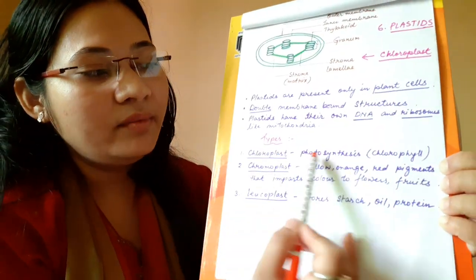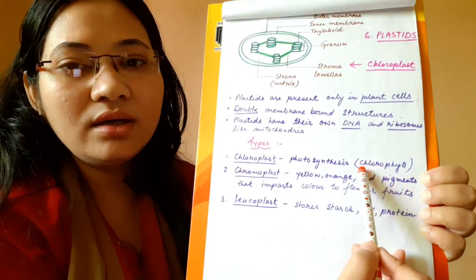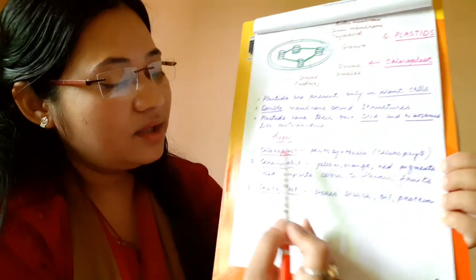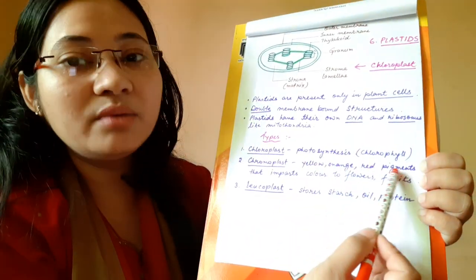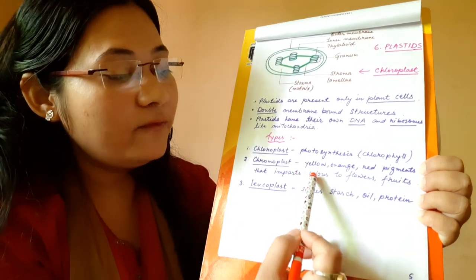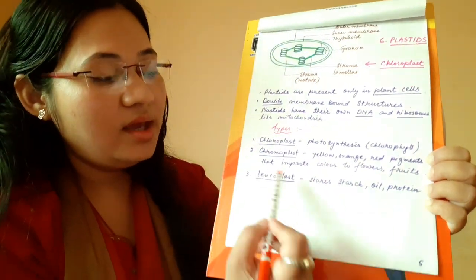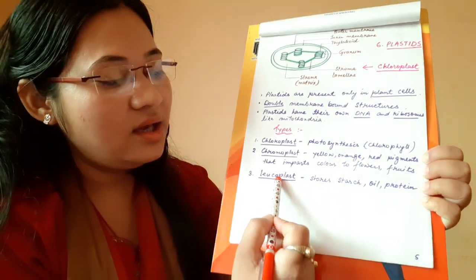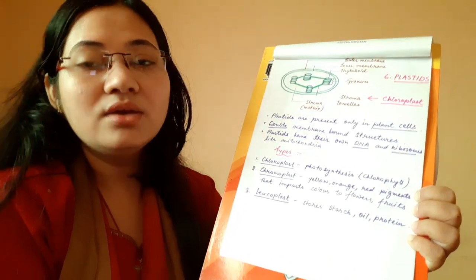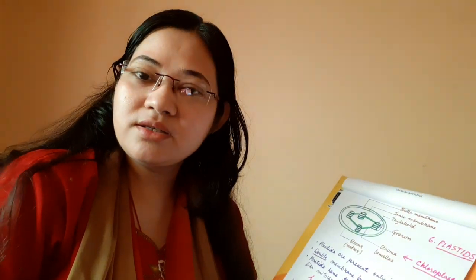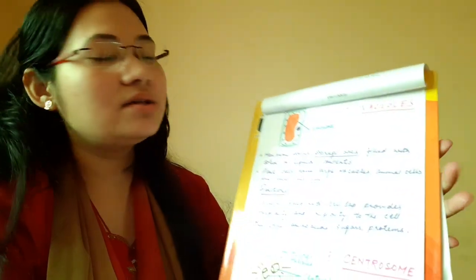Okay, chloroplasts help in photosynthesis because they contain the photosynthetic pigment called chlorophyll. Chromoplastids or chromoplasts contain yellow, orange and red pigments which impart color to the flowers and fruits. Okay, and leucoplastids, which are colorless, help in storing starch, oil and protein granules in them. So very important: what are plastids, what are the types of plastids and what are the functions of each type of plastids.